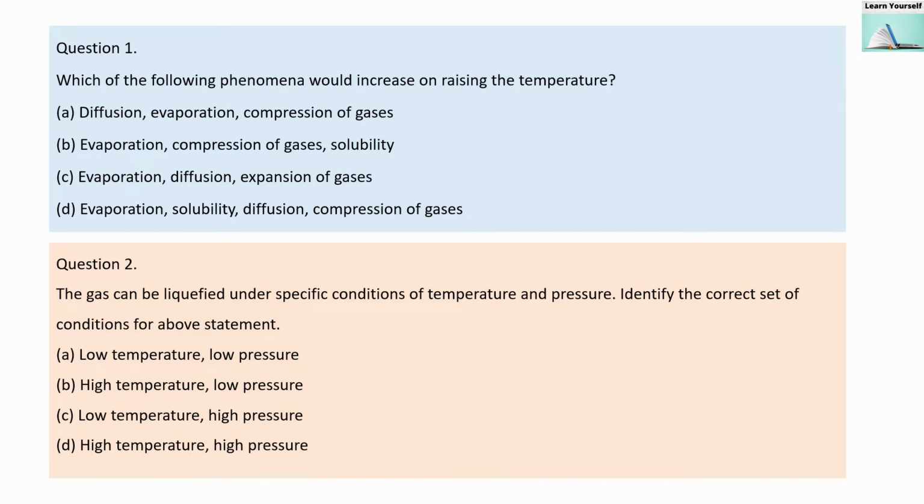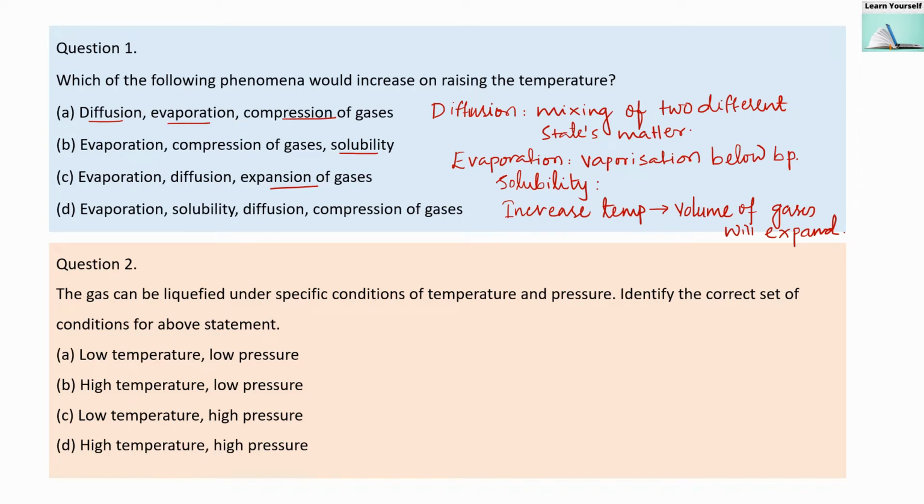So here we should know all these phenomena: diffusion, evaporation, compression of gases, then solubility and expansion of gases. So what is diffusion? Diffusion is the mixing of two different states of matter. And particle movement will increase when we are raising the temperature. So this mixing will be faster, so diffusion will increase when we are raising the temperature.